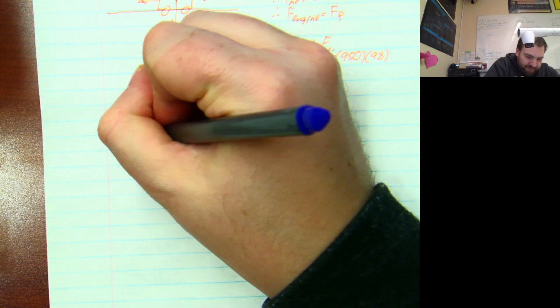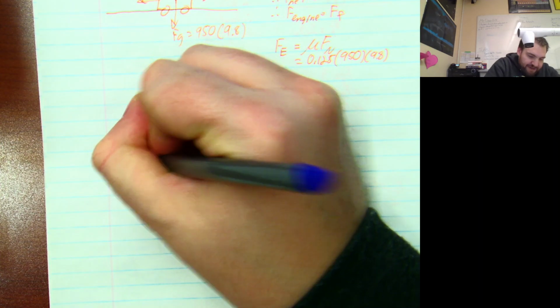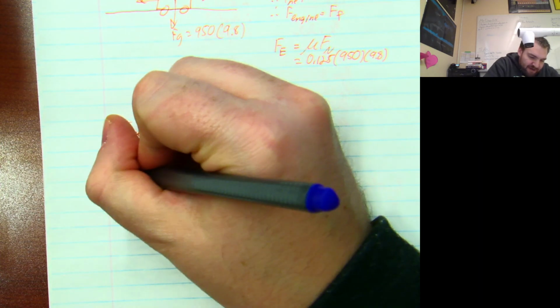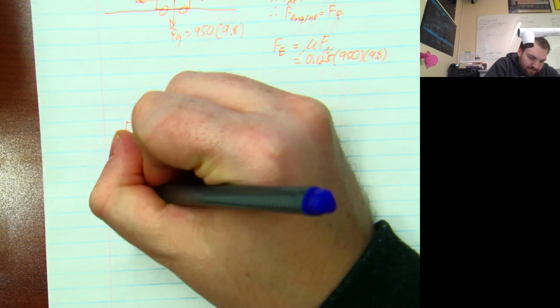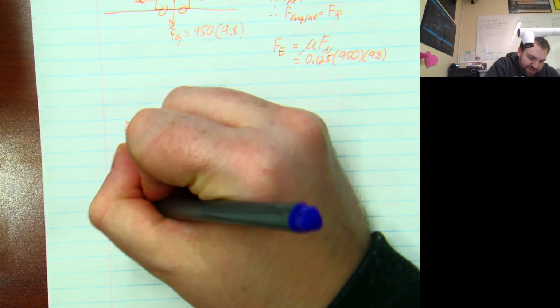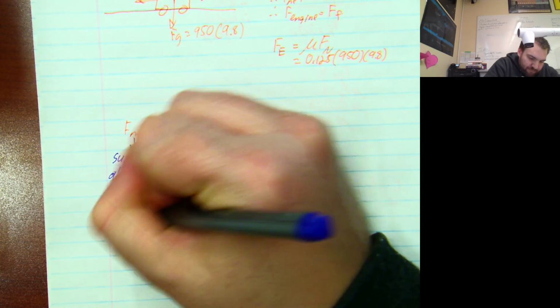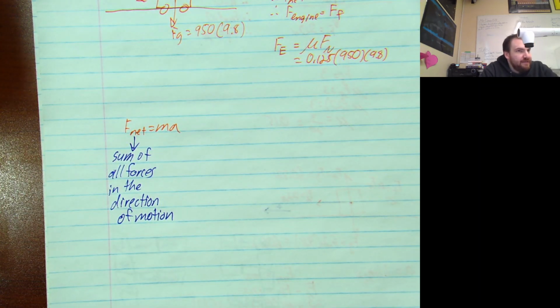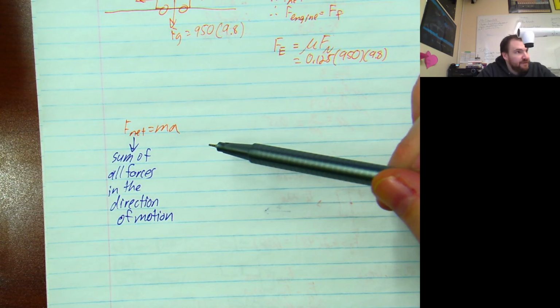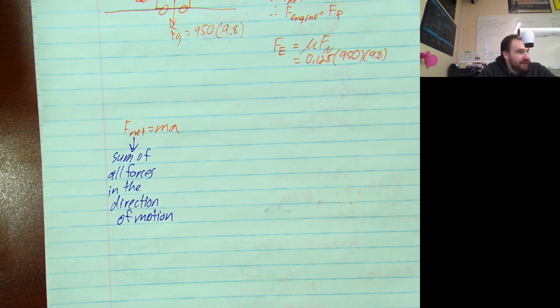This guy right here, if I need to rehash, let's rehash. Sum of all forces in the direction of motion. So if this thing's moving left, right, I need all my forces left and right in there. Some are going to be positive, some are going to be negative, because they can't all be positive unless they're all acting in the same direction, and you've called that direction positive.